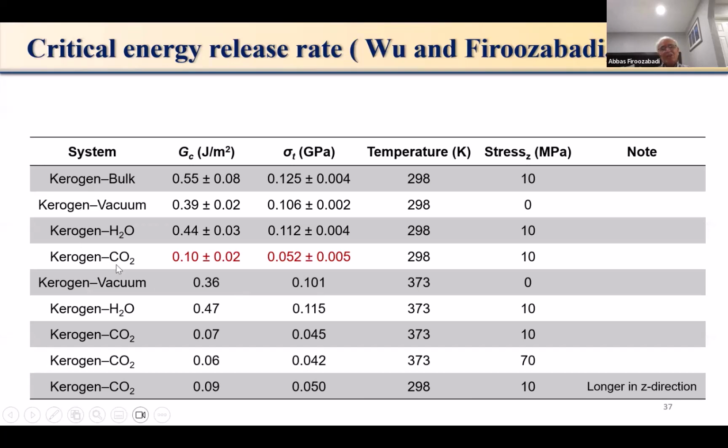Now, suppose I wanted to break kerogen. If I have it with CO2, or have it in contact with water, the surface energies are different by a factor of 4. For the critical stress where I can break it, in this simple system that I have, the critical stress for water is twice that of CO2. I can break kerogen much more easily with CO2 than with water. There's no chemical reaction here. That comes from the adsorption part. And then we can see the difference with vacuum, and the effect of temperature. So these are the parameters that we have looked at.